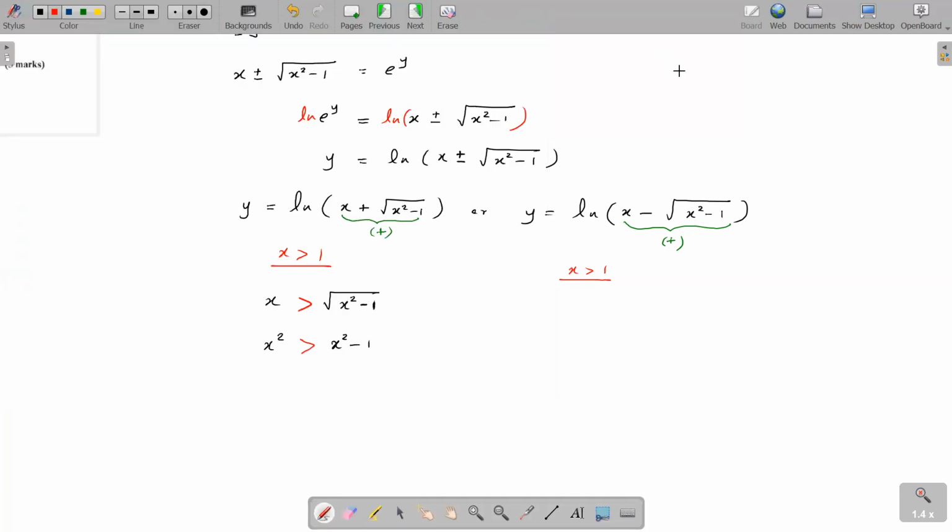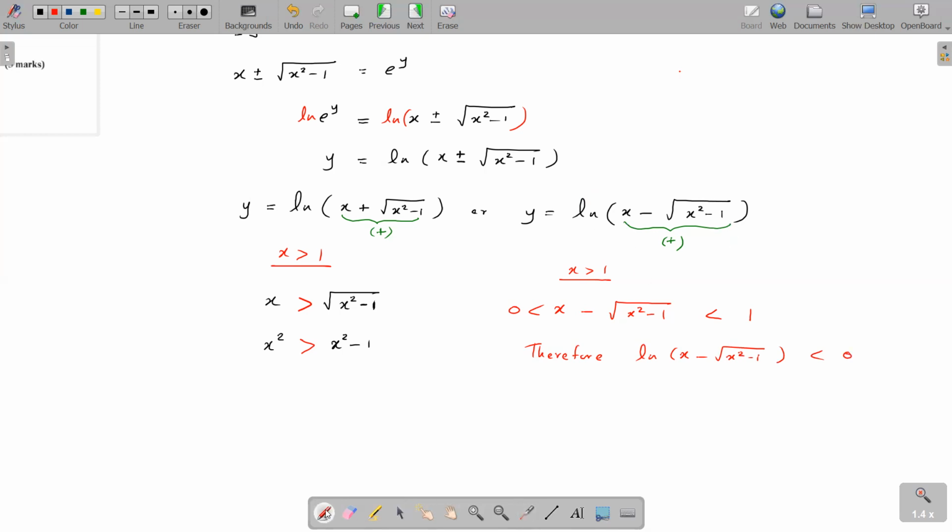It's always negative. So what's happening here is the part inside the bracket, x minus root x square minus 1, is always going to be smaller than 1. You always get answers that are less than 1, and the logarithm of such a number is always negative. Therefore, it's bigger than 0 and less than 1. So the logarithm of x minus root x square minus 1 is always negative. You will definitely get the answer here as negative.